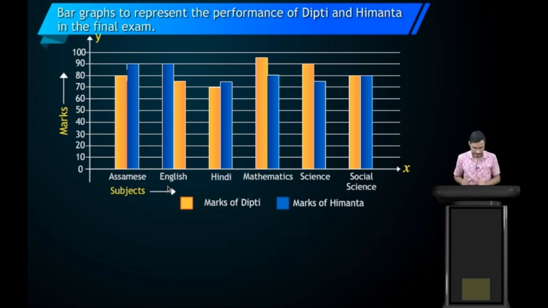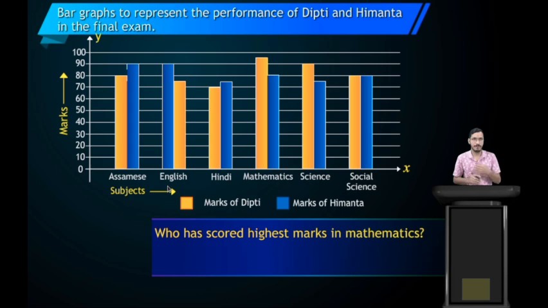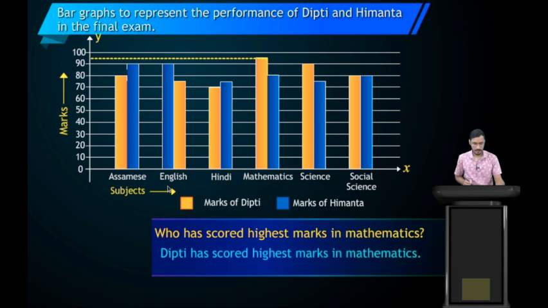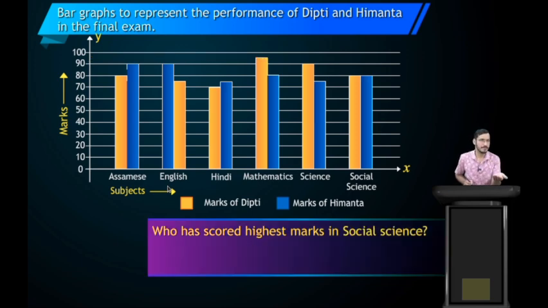Then if we have one more question: who has scored the highest marks in mathematics? Can you tell me? Yes, correct. You can see the yellow bar, the height of the yellow bar is 90. So that means Deepti has scored the highest marks in mathematics.